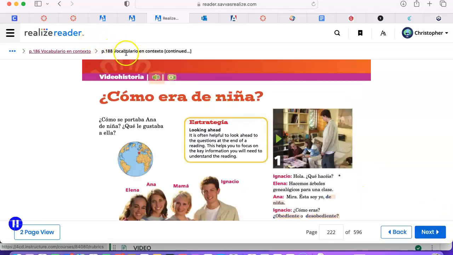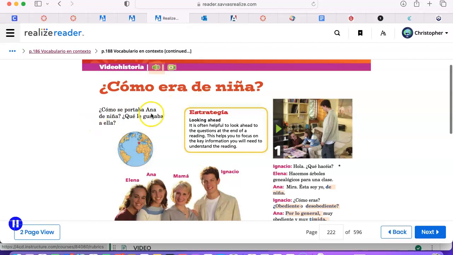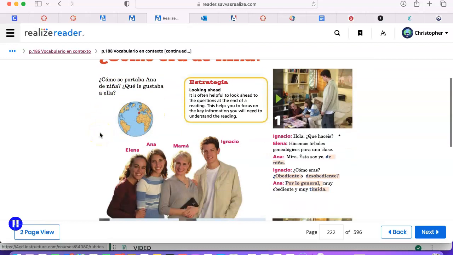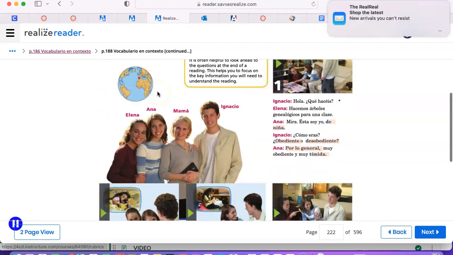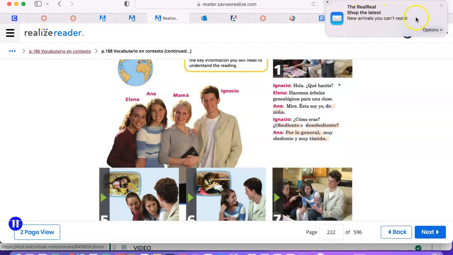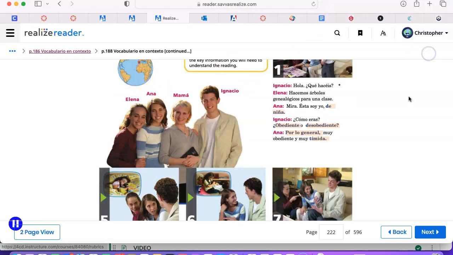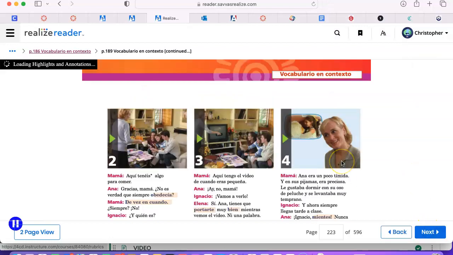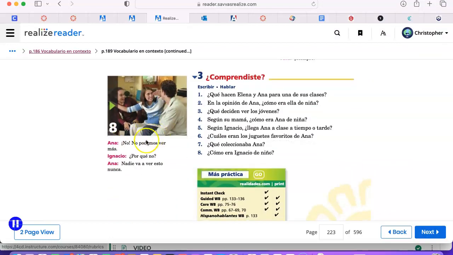And forgive me, it's page 188. You have the video here. ¿Cómo era de niña? Is asking, what was she like as a girl? ¿Cómo se portaba Ana de niña? How did Ana behave as a little girl? ¿Y qué le gustaba a ella? What did she used to like? So we have Ana, Elena, Mama, Ignacio. And here are the questions that we're going to try to answer, and all the answers are directly in the video. Let's take a look at those on page 189.